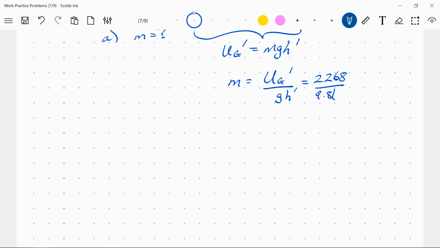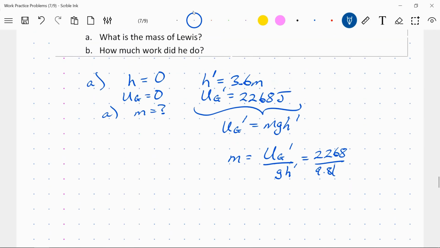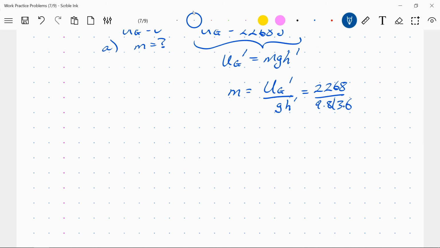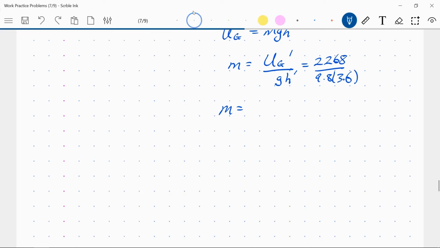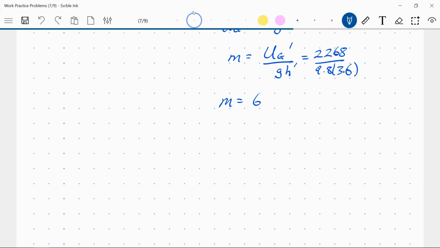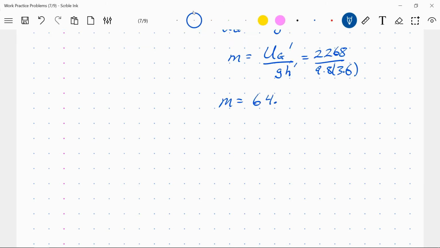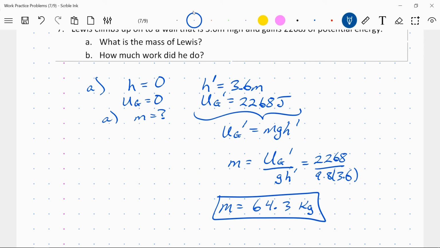So 9.8 to continue along here. H prime, which was the 3.6, gives us a value for the mass. Okay, calculator time, 2268 over 9.8, but also over 3.6. So I'm getting 64 point a lot of digits. I'm going to round this off to 3 significant figures. So I'm going to say 64.3 kilograms. Good enough for that one. Now there was a part B. So how much work did he do?